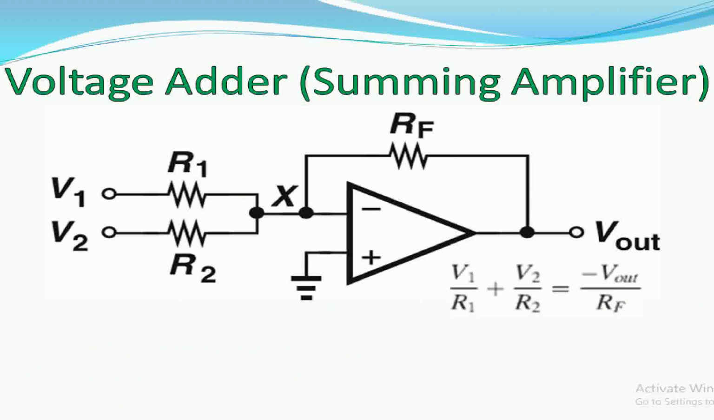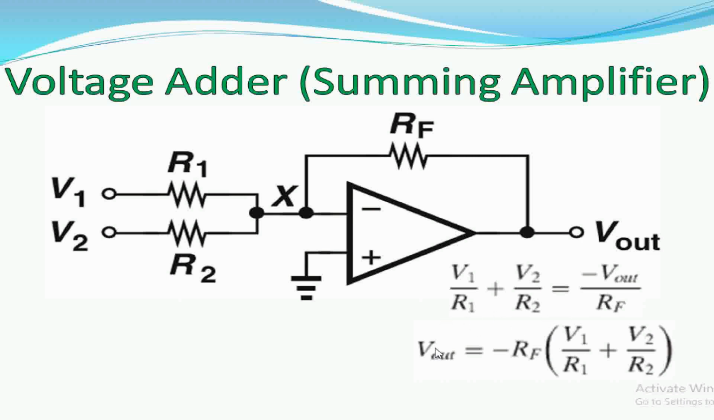Here, this is your input V1 and this is your input V2. By applying KVL, you will get V1 by R1 plus V2 by R2 equal to minus V out by RF. We have a virtual ground concept in the op amps, so this point is at 0 voltage. So V out is equal to minus RF into V1 by R1 plus V2 by R2.